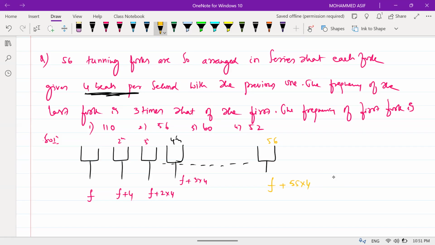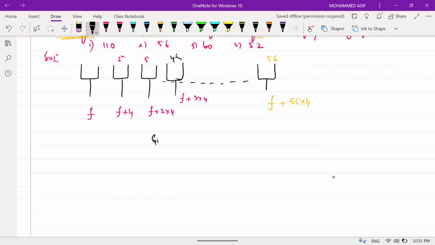Now what is told in the problem? The frequency of the last fork is 3 times the first one, isn't it? So f plus 55 into 4 is equal to 3 times the first one. So 2f will be equal to 55 into 4, so f will be equal to 55 into 2, which is 110 hertz. Got it? Yes, sir.